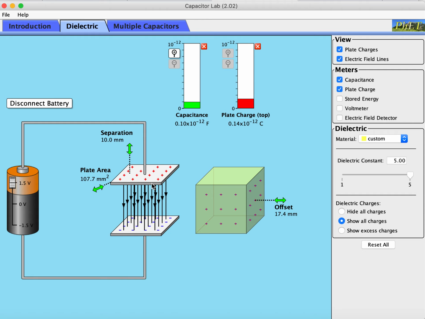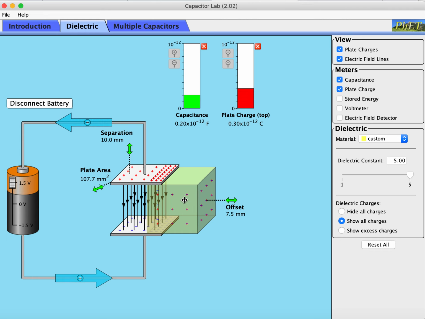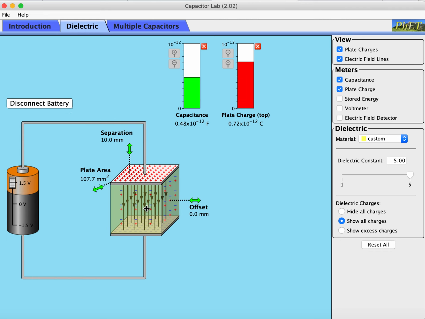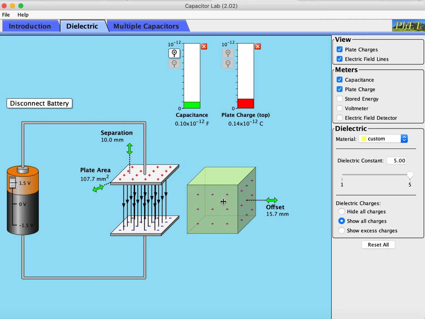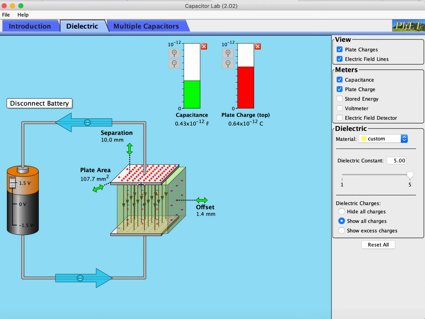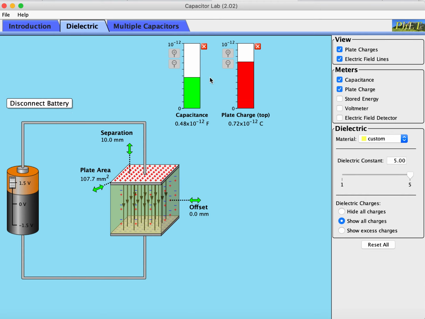In between these two plates at the moment, we can imagine we have a vacuum. But if we were to introduce another material in between the two plates, which is not a conducting material but an insulating material, this is called a dielectric. Let's see what happens. Right now we have the battery still connected. What happened? Well, before the dielectric, low capacitance. After the dielectric, we increase the capacitance.